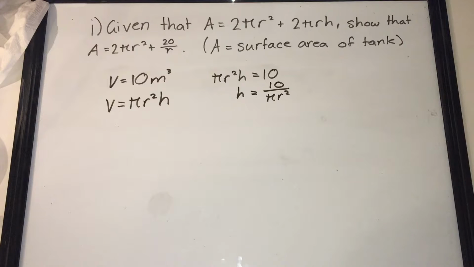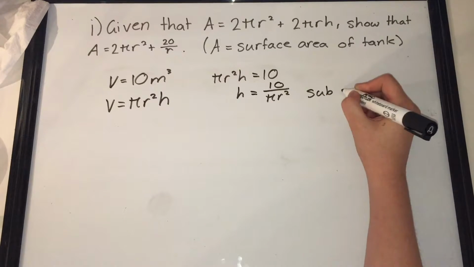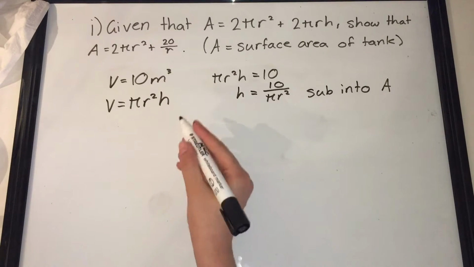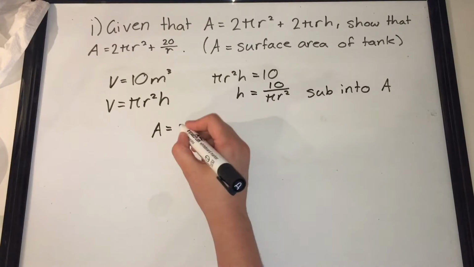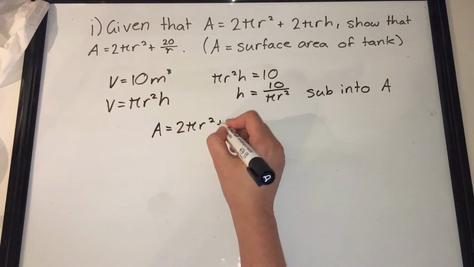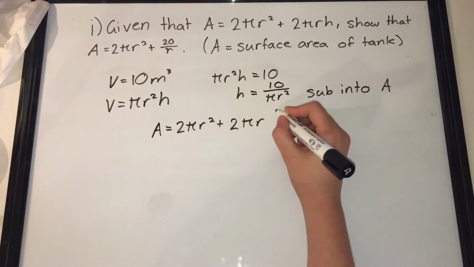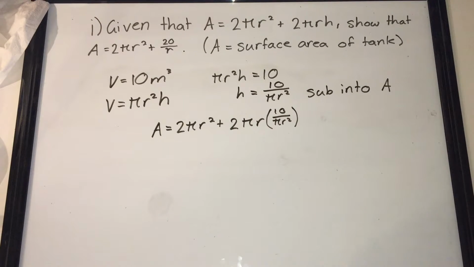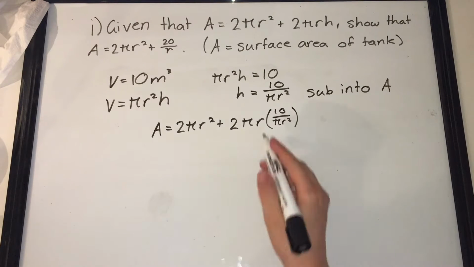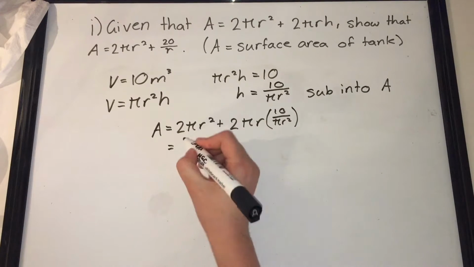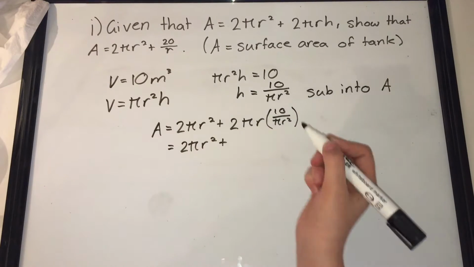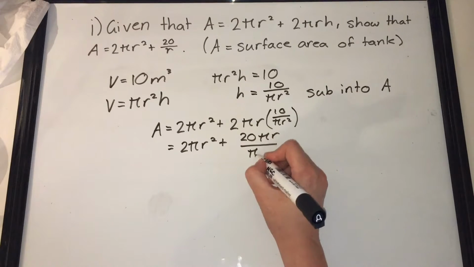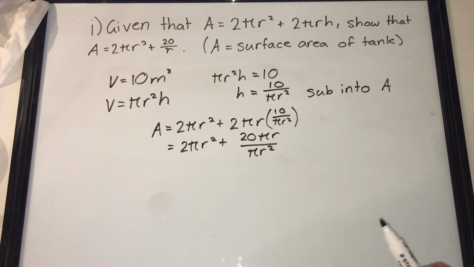So h now equals 10 over pi r squared, and we're going to sub this into A, the one that we are given. So A will now equal 2 pi r squared plus 2 pi r in brackets 10 over pi r squared. Now we're just going to simplify this down. I started off by timesing 2 pi r by 10 over pi r squared, which ends up being 2 pi r times 10 all over pi r squared, which simplifies down to 20.